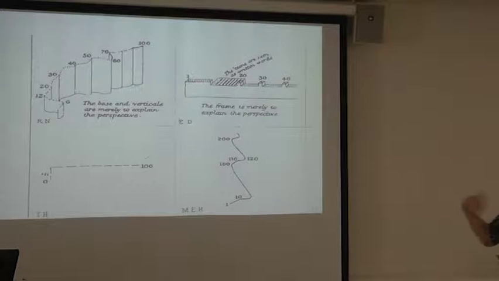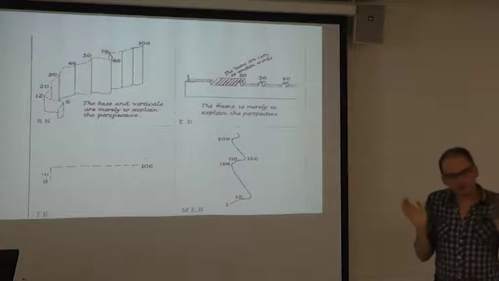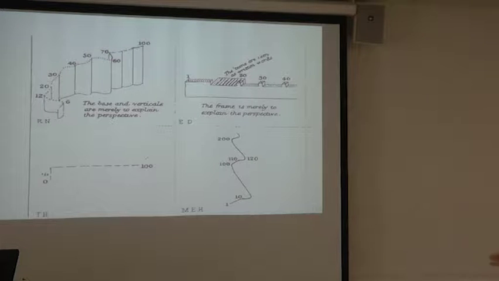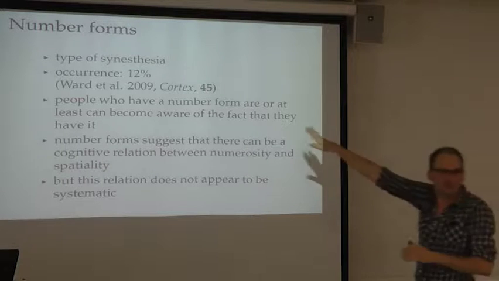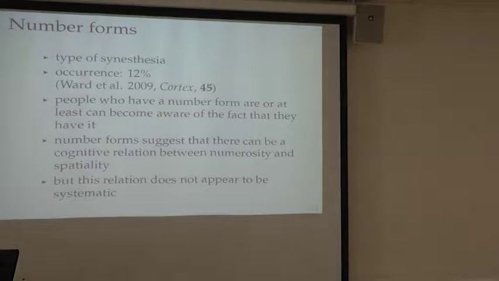So there are some things that are quite common to all of these, but as becomes clear from this picture, they're also strikingly different. Yeah? So number forms really is a type of synesthesia. It's quite common though, it's 12%, right? So this is data that is quite recent.